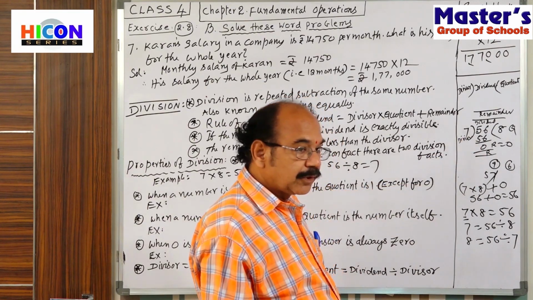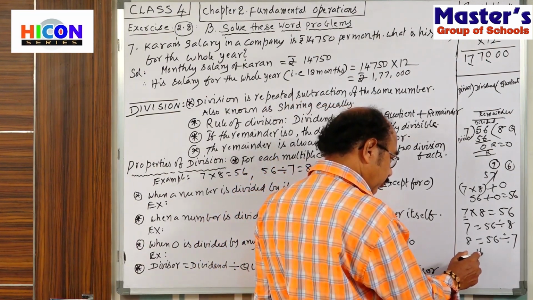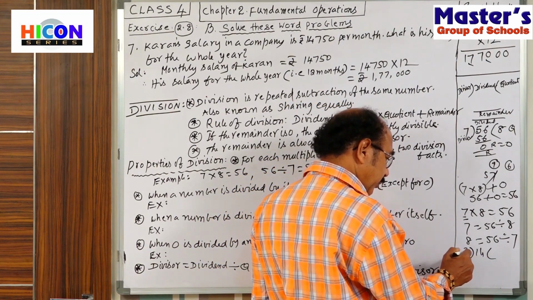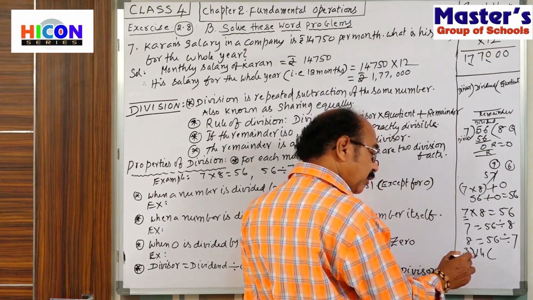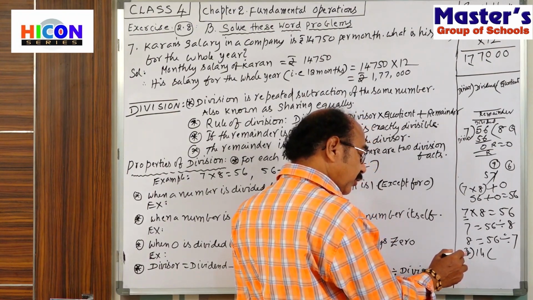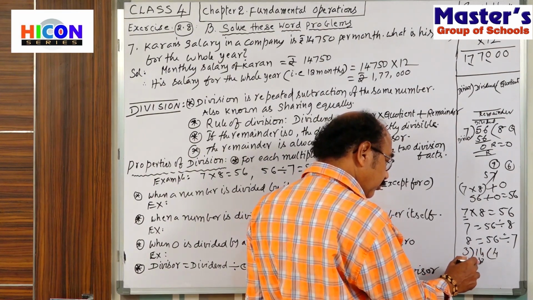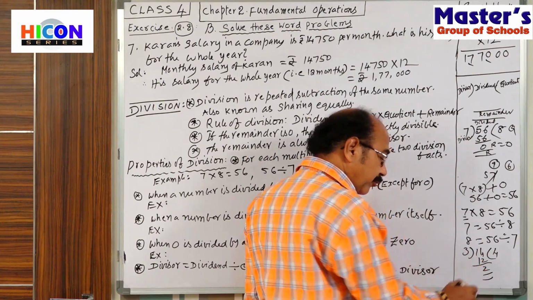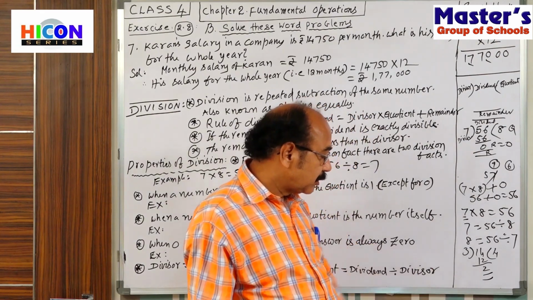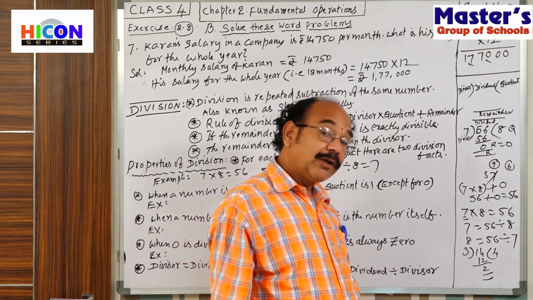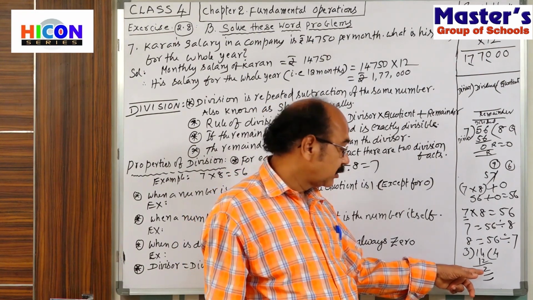Okay, children. For example, one more sum you see. Suppose 14 divided by 3. How many times? 3 3s are 9, 3 4s are 12, 3 5s are 15. So 3 4s are 12, remainder is 2 here. The remainder is less than the divisor, always, in all the cases.